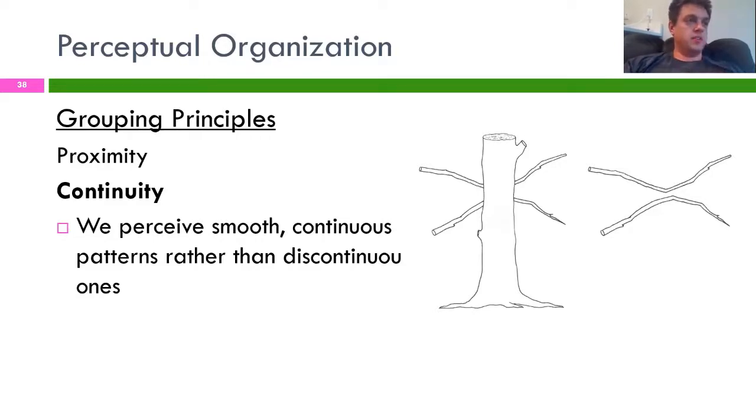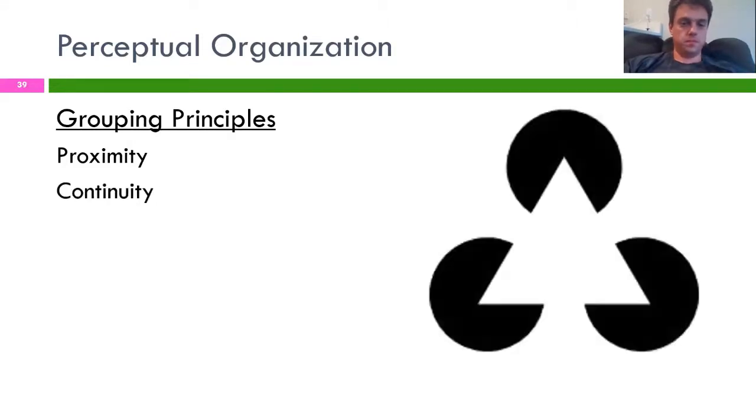So another example is, let's say you looked at a pile of rope that was all tangled up. You would probably implicitly assume that that's just one long rope, really tangled, rather than a bunch of different ones, because we want to see it as continuous.